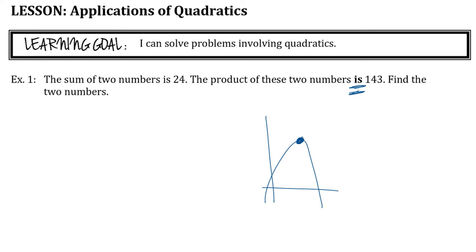So if any question says find the maximum revenue, find the maximum product, find the maximum whatever, it's talking about completing the square. This one is giving us the actual product. That's how I know that this question is different, and it's from unit 2 of this course.